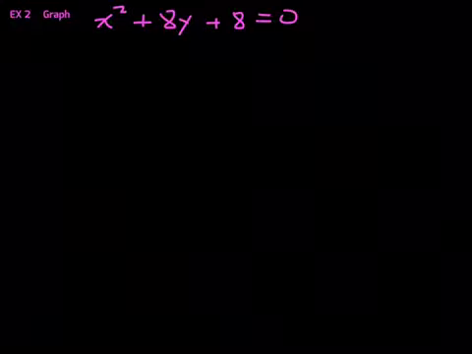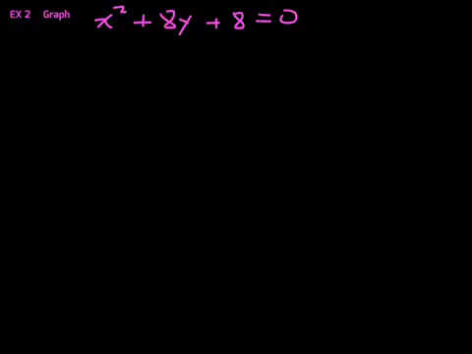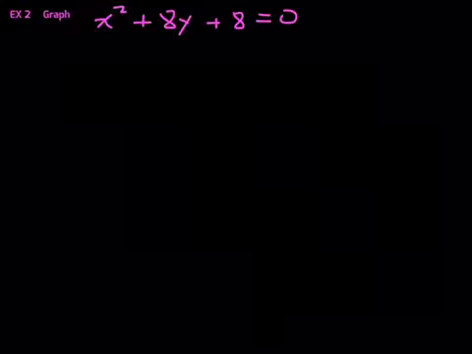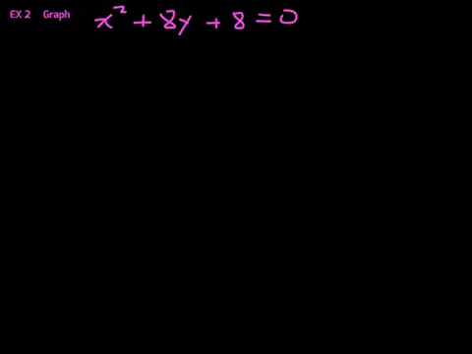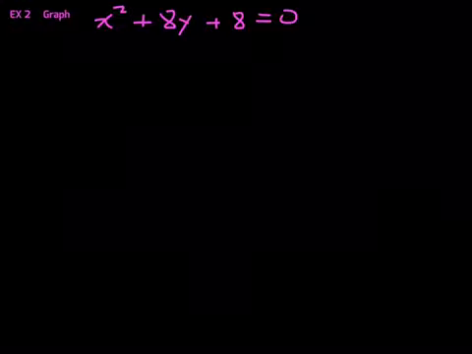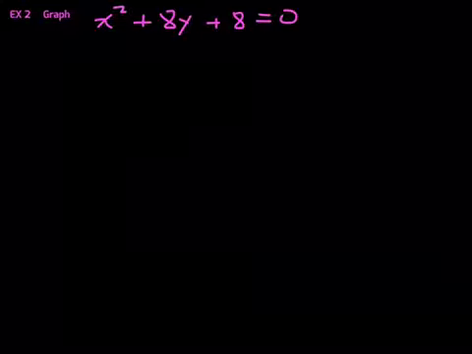All right, guys. x² + 8y + 8 = 0. The first thing I notice is which variable is being squared. x is being squared, so this parabola is going to open up or down. In order to graph it, though, I want to write this in standard form.